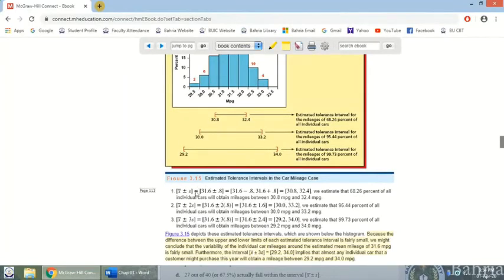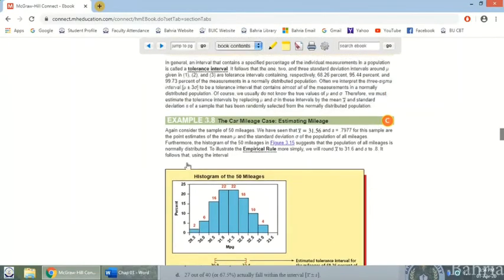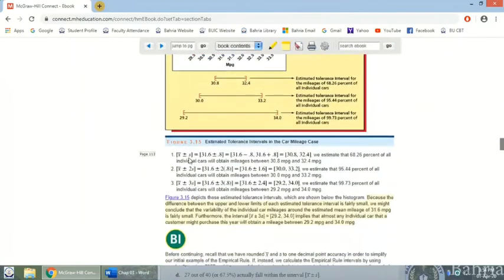68.26 for standard deviations is example 3.8, and we just have x bar plus minus s. So you can simply put this formula, and then you can estimate the value when you subtract and when you add. So you get two values. One is the upper limit and the other is the lower limit. And we estimate that 68% of all individuals will obtain mileage between these. Okay, for 2s and then for 3s, you can interpret the data in the same fashion.